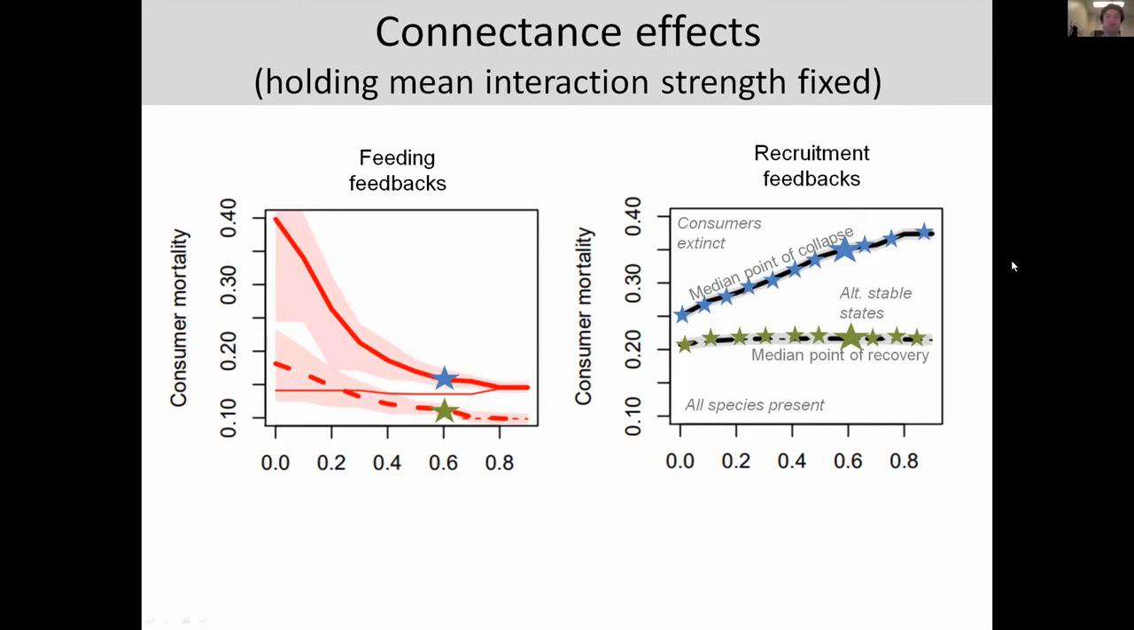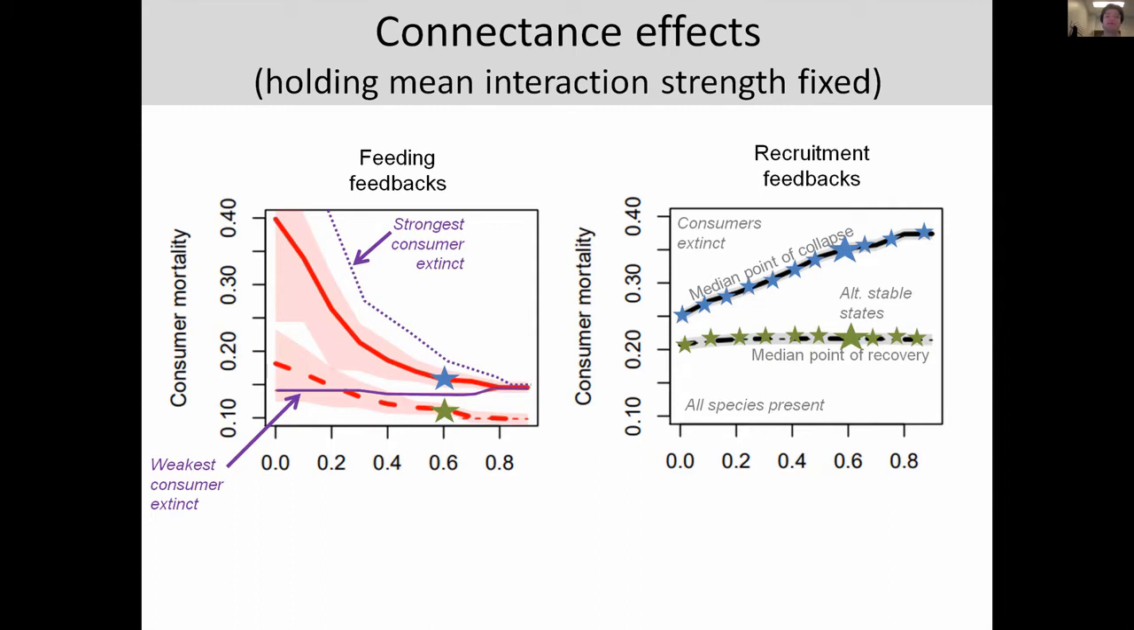For feeding feedbacks, we actually see the opposite trend, where the collapse point starts declining as we increase consumer connectance levels. One of the key things we can look at is the point at which the last consumer species tends to collapse, and the point at which the first, or the weakest, consumer species collapses. And what we see is that at a high connectance, those two thresholds converge on each other.